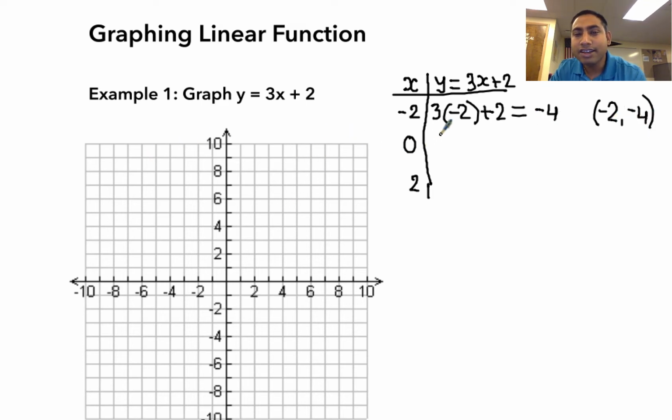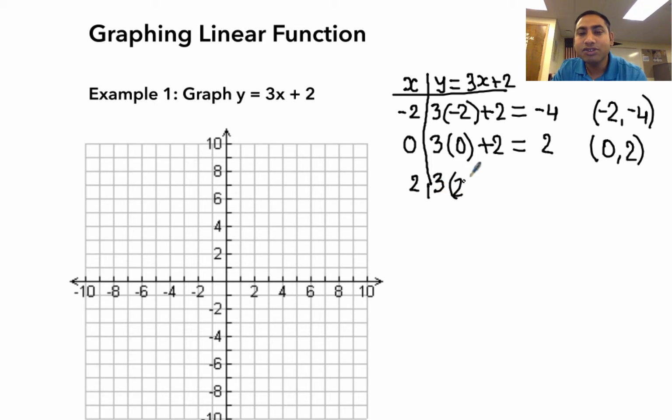Now for 0, I do the same thing. I plug in 0 for x, so 3 times 0 plus 2. 3 times 0 is 0, plus 2 is 2. So I've got this ordered pair now, 0 comma 2. And then for 2, I repeat the same thing. 3 times 2 plus 2. 3 times 2 is 6, plus 2 is 8. So the point I'm going to plot is 2 comma 8.